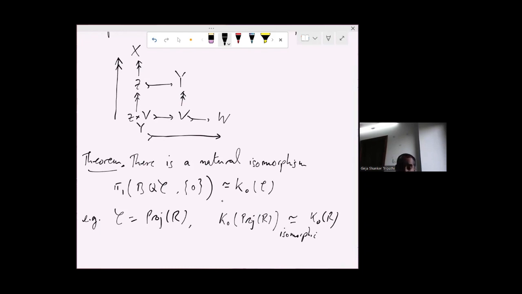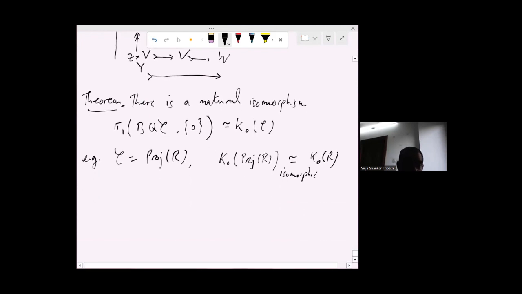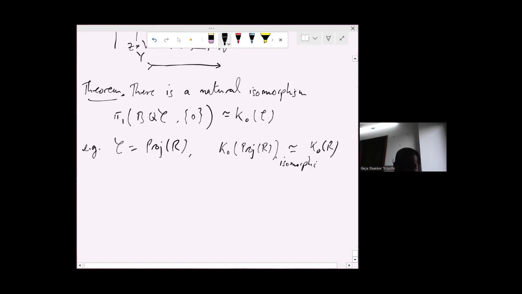So the actual theorem is here. You start with C, and this you would have seen while defining K0R. This one is actually a serious theorem, that pi 1 BQC at this base point is just K0C. Actually here there is no example. The example will come next maybe.